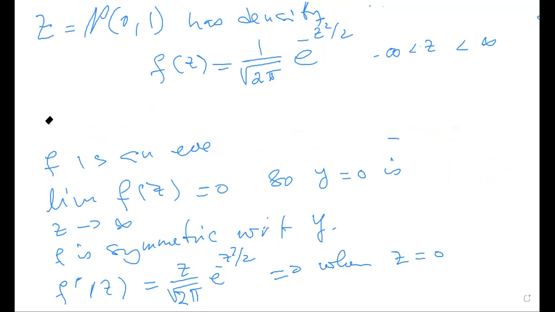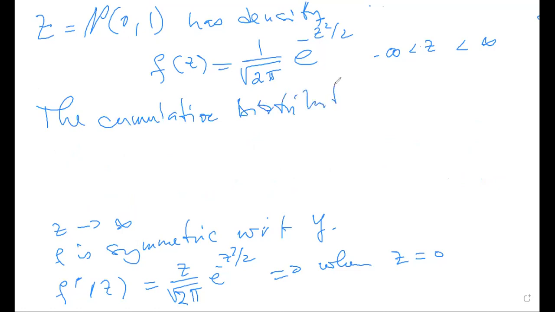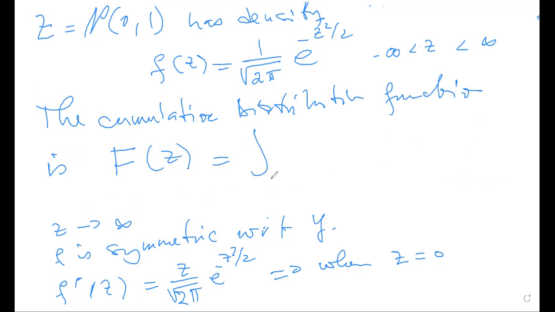The cumulative distribution function. So the mean is zero and the mode is zero. You know that. The mean and the mode are all zero. The cumulative distribution function is f of z equals the integral from negative infinity to z of e to the minus u squared over 2 du. This is the cumulative distribution function.